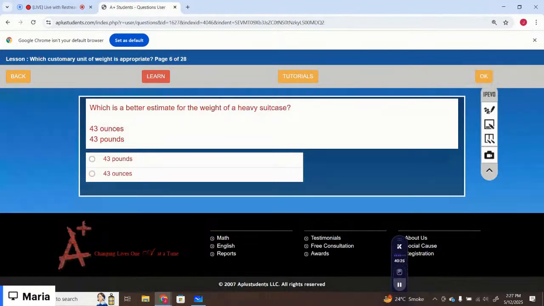Which is a better estimate for the weight of a heavy suitcase? 43 ounces, 43 pounds. That is 43 pounds. Option number one is the correct option.